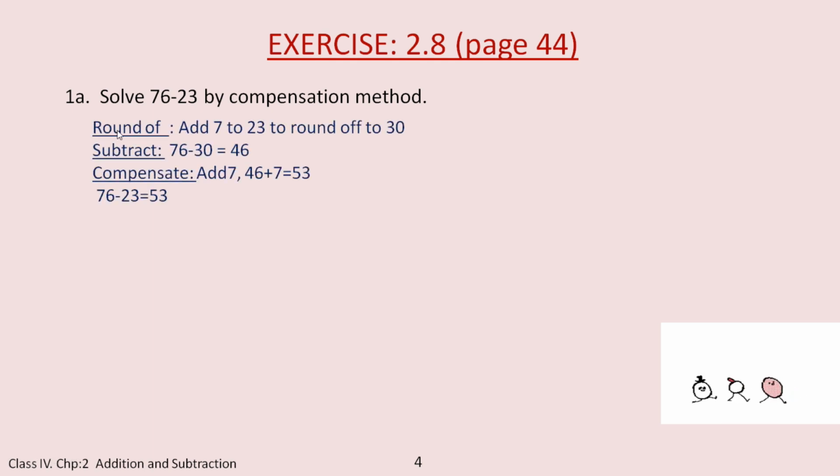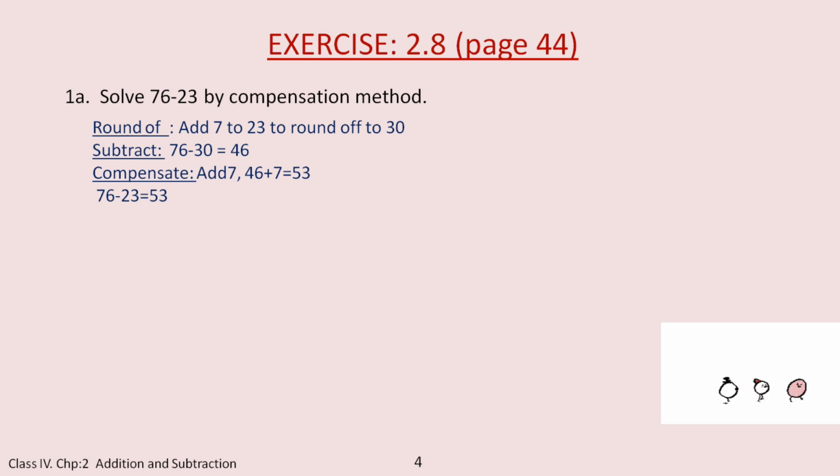So you round off the second number 23. How you will round off to the nearest 10, that is 30. So you have to add 7 to 23 to round off to 30. So I am adding 7. And then the second step is to subtract 76 minus 30. Don't do 23. You have to subtract 30. That will give me 46.